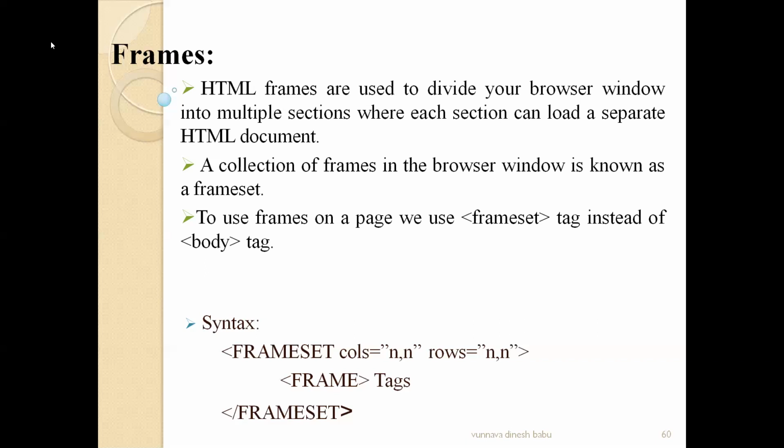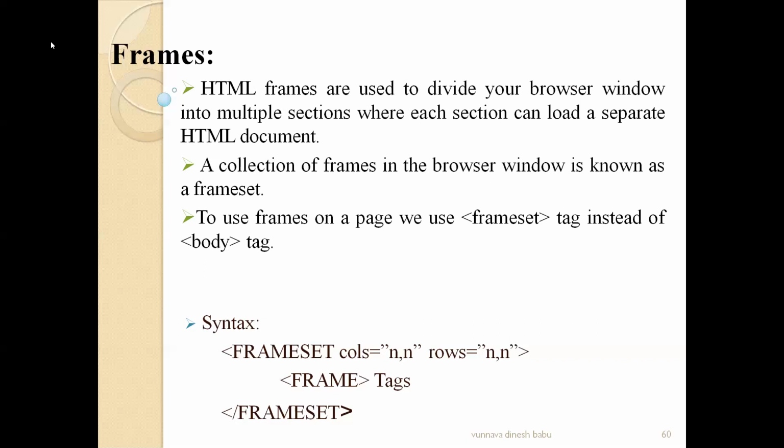So HTML frames are used to divide the web page into multiple sessions. That is the first point. In each session, we are going to display a separate HTML document, and the collection of all these sections is called a frameset. Instead of the body tag inside an HTML document, we use a new tag called the frameset tag, which will divide the entire web page into several frames, depending upon the values we have given for the frameset tag, right?